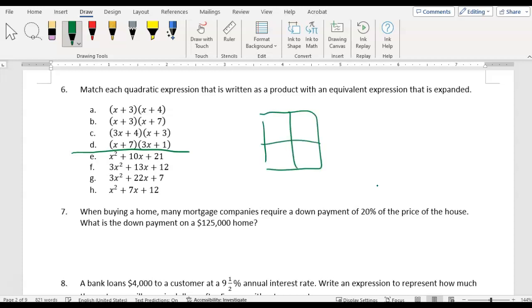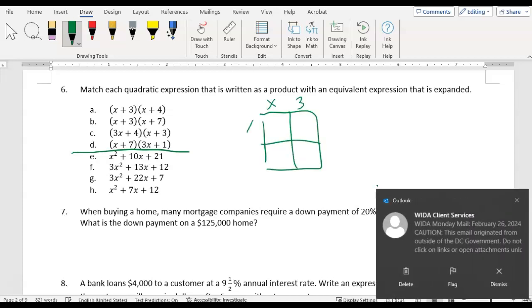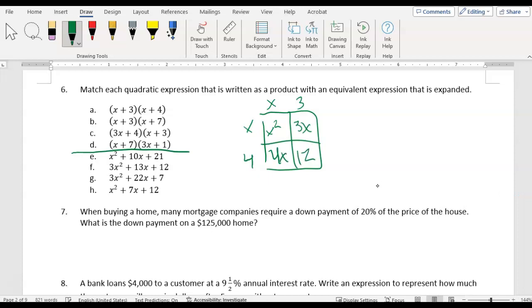You can use your square method, or you can use FOIL. All right, so this will help you to see that this is x squared plus 7x plus 12. So A matches with H.